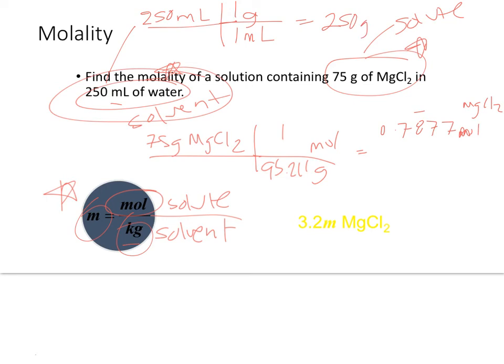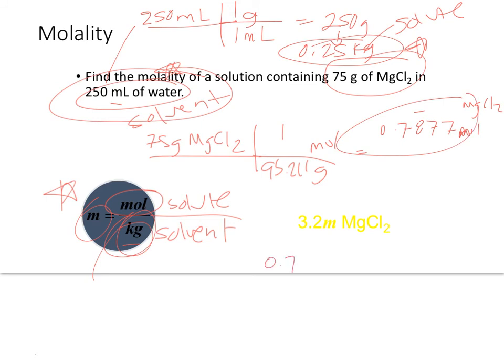Now, I don't want to be in grams, I want to be in kilograms, right? So in order to go from grams to kilograms, I need to move my decimal. And when I do that, I'm going to end up with 0.25 kilograms. Now, I have my denominator, I have my numerator, so now we're going to plug everything in.